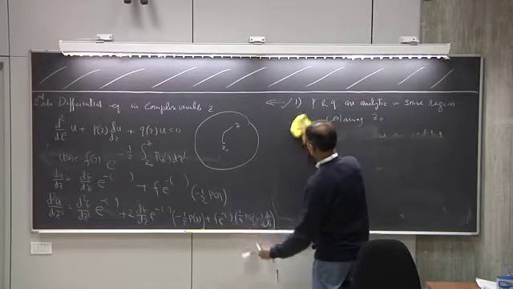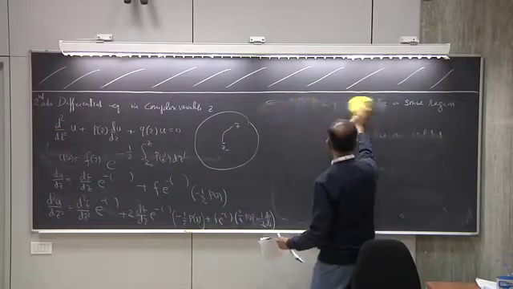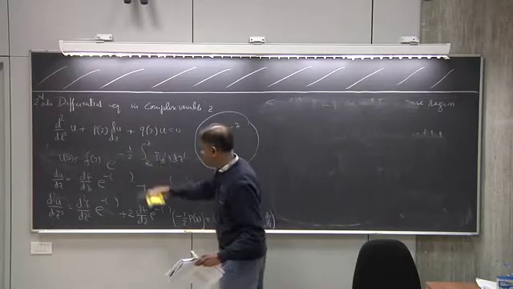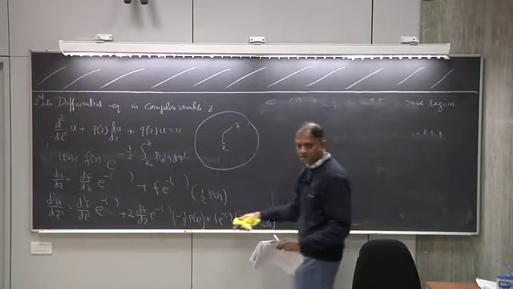It's just convenient to make this change. The reason is that the first derivative term will disappear. df/dz will disappear. That's the reason for doing this.